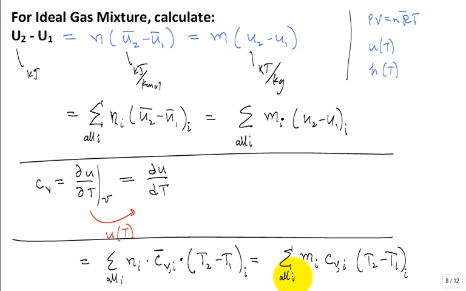Do you see how you would do the same thing for changes in enthalpy? Instead of C sub V, it's C sub P. Instead of U's, it's H's. So we covered the specific heats for the ideal gases and see how they're used.